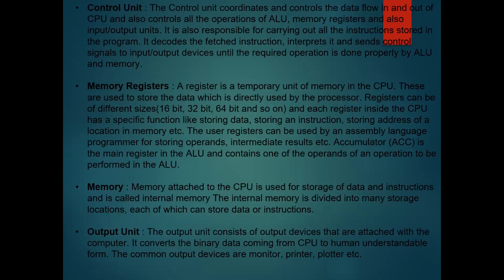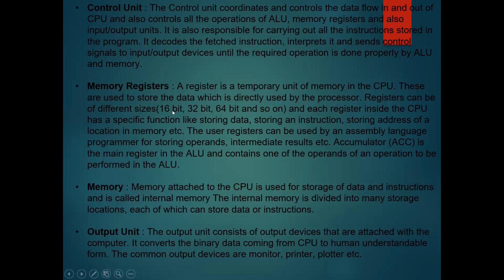In control unit, the control unit coordinates and controls the data flow in and out of the CPU and also controls all the operations of ALU, memory registers, and also input and output units. It is also responsible for carrying out all the instructions stored in the program. It decodes the fetched instruction, interprets it, and sends control signals to input and output devices until the required operation is done properly by ALU and memory.